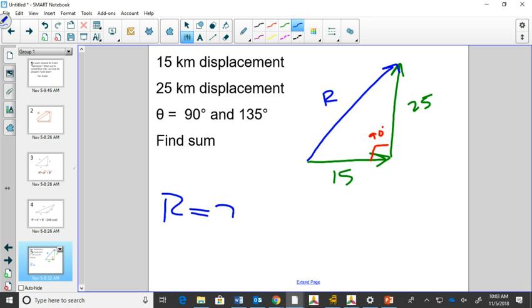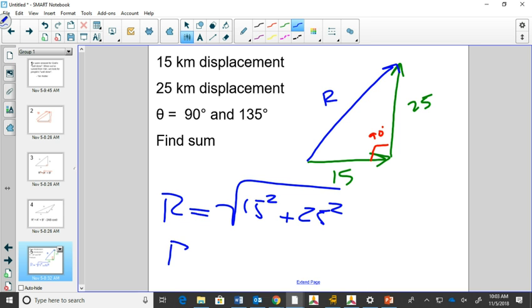Okay, so R equals the square root of 15 squared plus 25 squared, right? And of course, you would square the numbers first, then add them, then take the square root. That's your standard order of operations, right?